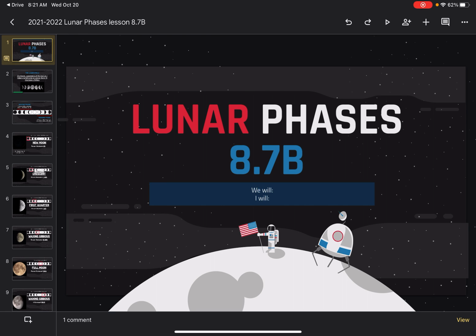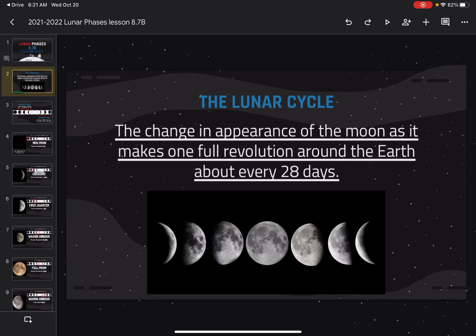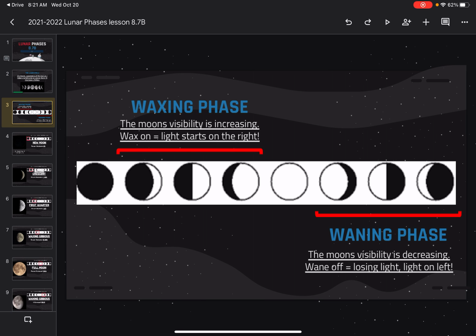In this video, we're going to go over the lunar phases, so what they look like, what they're called, and the percentage of illumination. So the lunar cycle is the change in appearance of the moon as it makes one full revolution around the Earth about every 28 days. So the entire cycle from beginning to end takes about 28 days, and then it repeats itself in the same pattern.